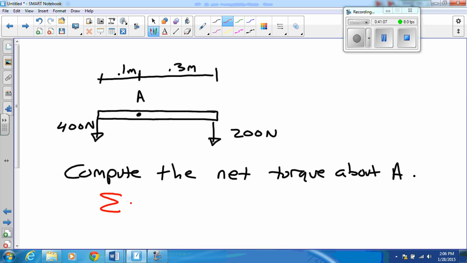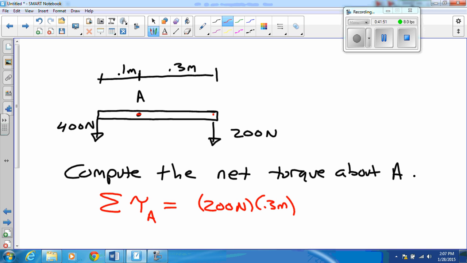We're going to compute it like this. We're going to compute the sum of torques about point A, and we're going to notate it just like so. And we're going to compute force times distance for each one of the forces involved. So we have 200 newtons times the distance from 200 newtons back to A. What is that distance? 0.3 meters. So notice how we're visualizing this. We go from the point of application of the force all the way back to its pivot.